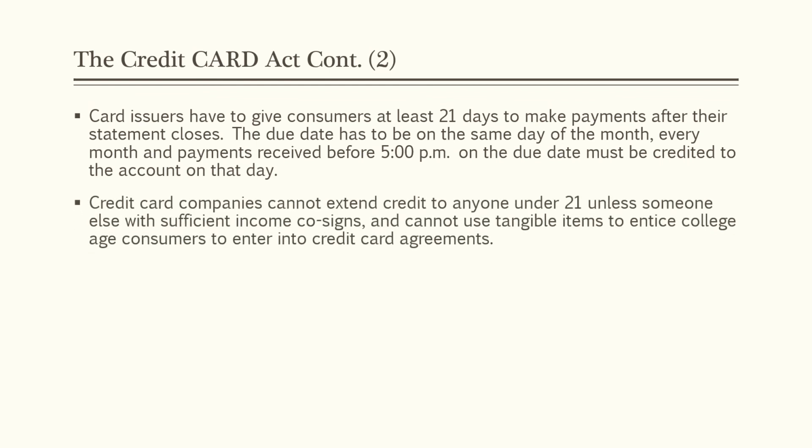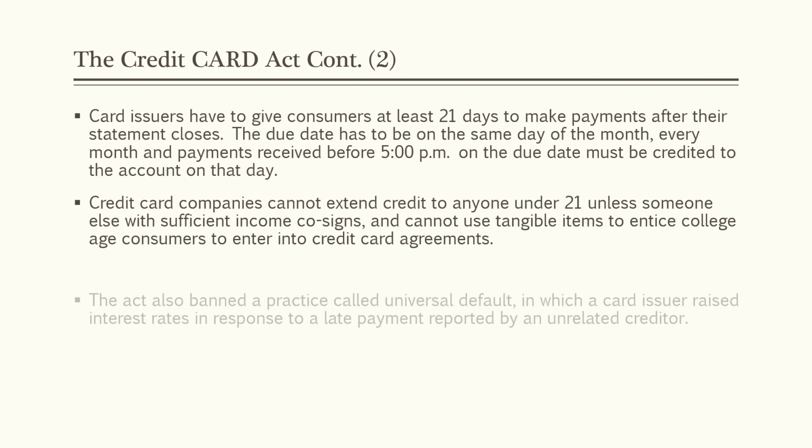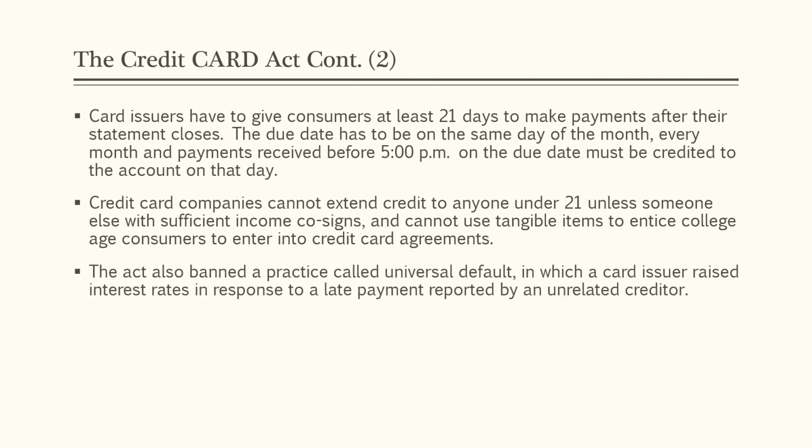Credit card companies cannot extend credit to anyone under 21 unless someone else with sufficient income co-signs, and they cannot use tangible items to entice college-age consumers to enter into credit card agreements. The Act also banned a practice called universal default, in which a credit card issuer raised interest rates in response to a late payment reported by an unrelated creditor.